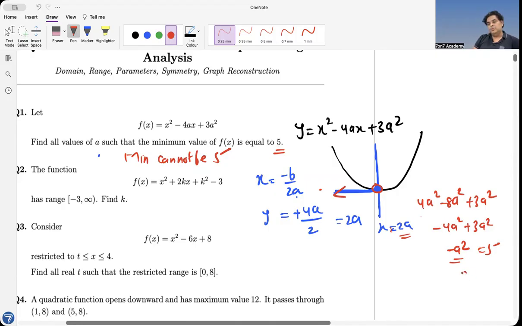Then a square is equal to minus 5. So a is equal to plus minus square root of 5 i, a complex number, which we don't need.